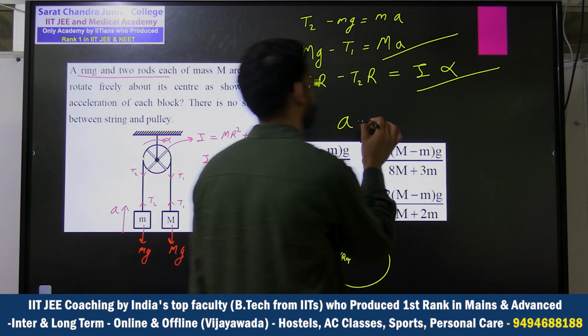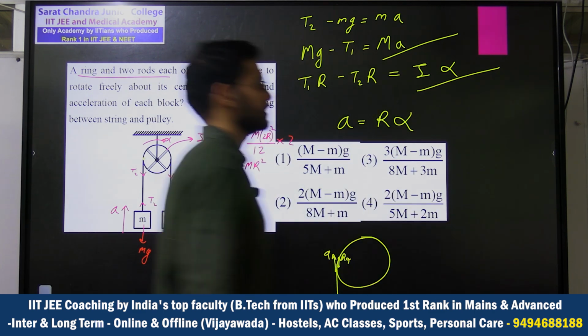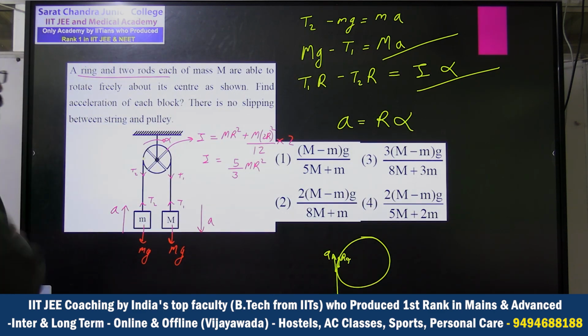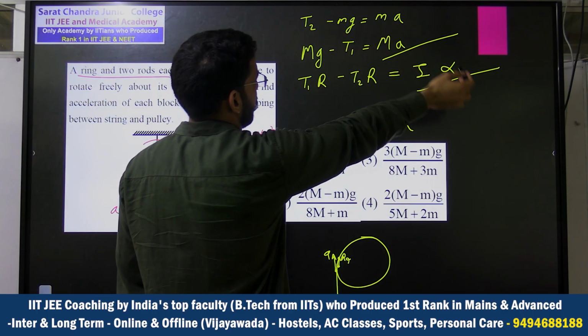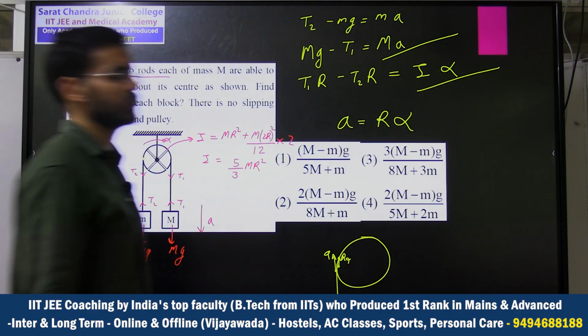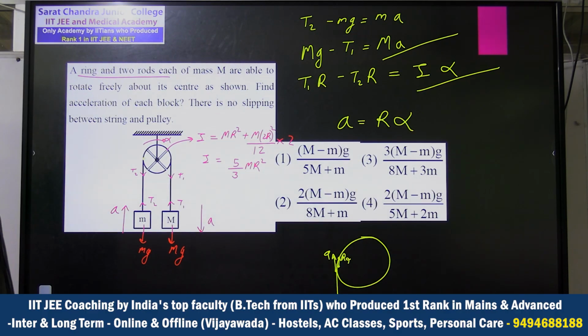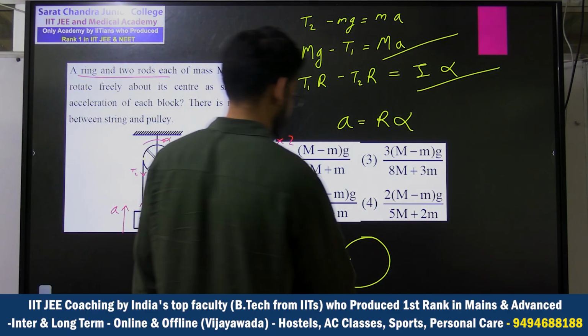So we can say a equals r alpha. This is the equation. If you count the number of variables, he is asking for the acceleration. The variables are T1, T2, alpha and a: 4 variables, 4 equations. So a you want, so eliminate the variables. How will you eliminate? Let me do that also.